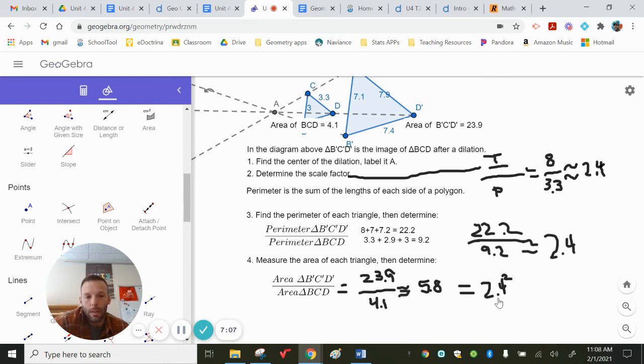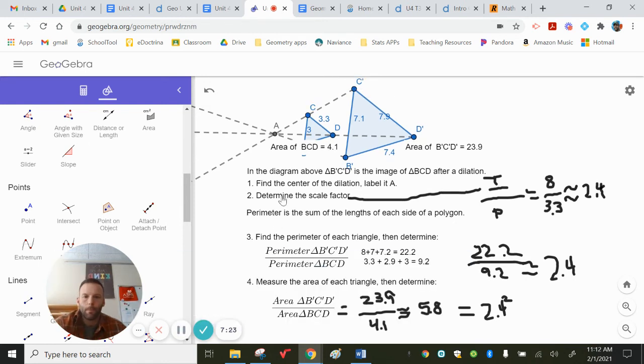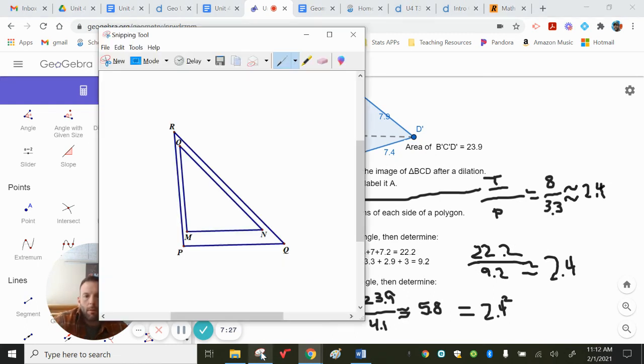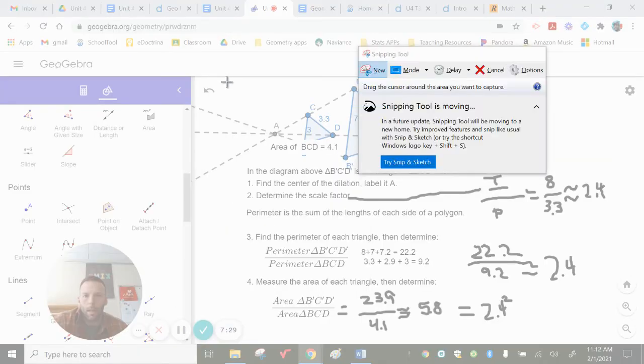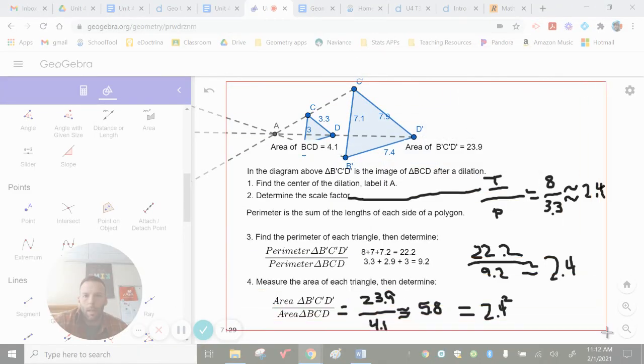I'm going to simply take the scale factor and square it to determine what the area of the image would be. When I know the area of the pre-image, I can multiply that by the scale factor squared to find the area of the image. Okay, now that we have these 4 questions answered, let's get a screenshot of this, and then we upload this into our note document.